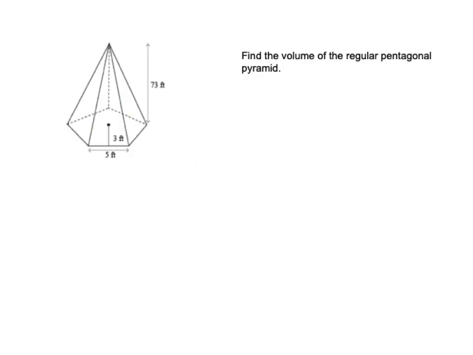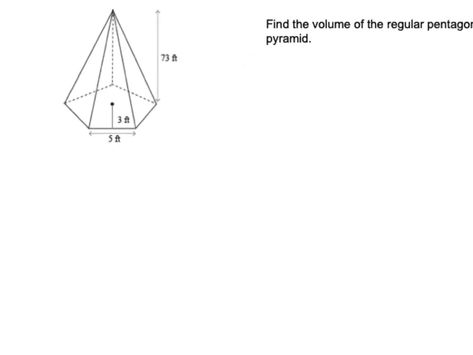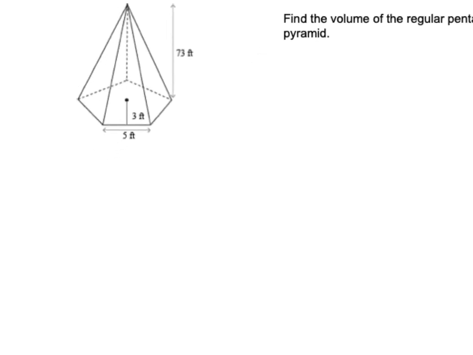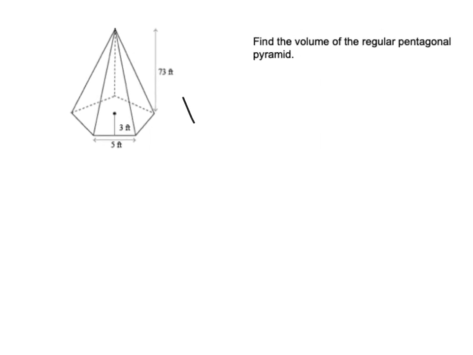All right, this one is a pentagonal pyramid. Pentagonal means that the base is a pentagon. This one's actually going to be quite a bit easier because we have some numbers that are very helpful. So we have the volume, it's the area of the base times the height divided by 3.